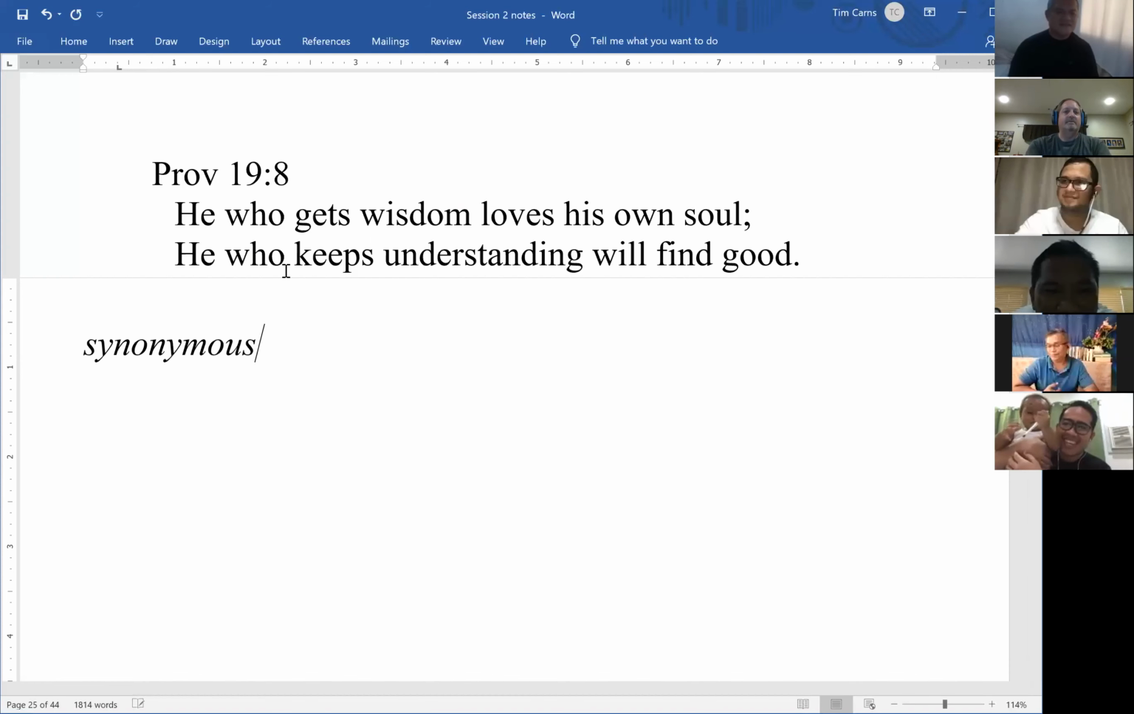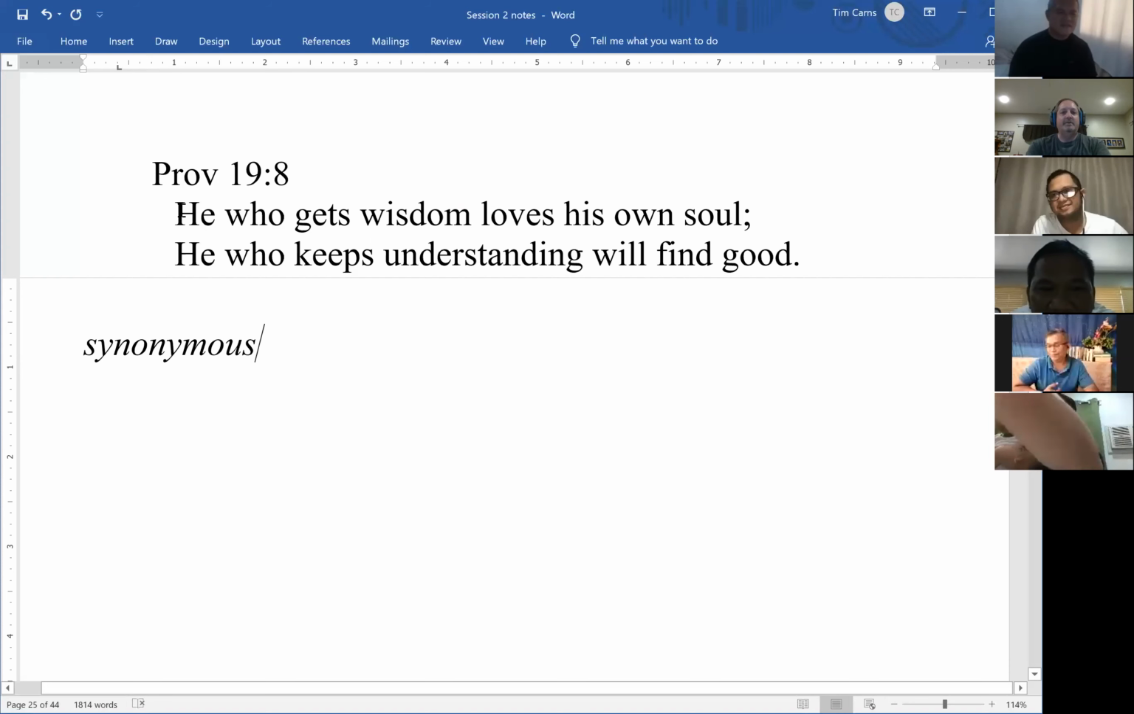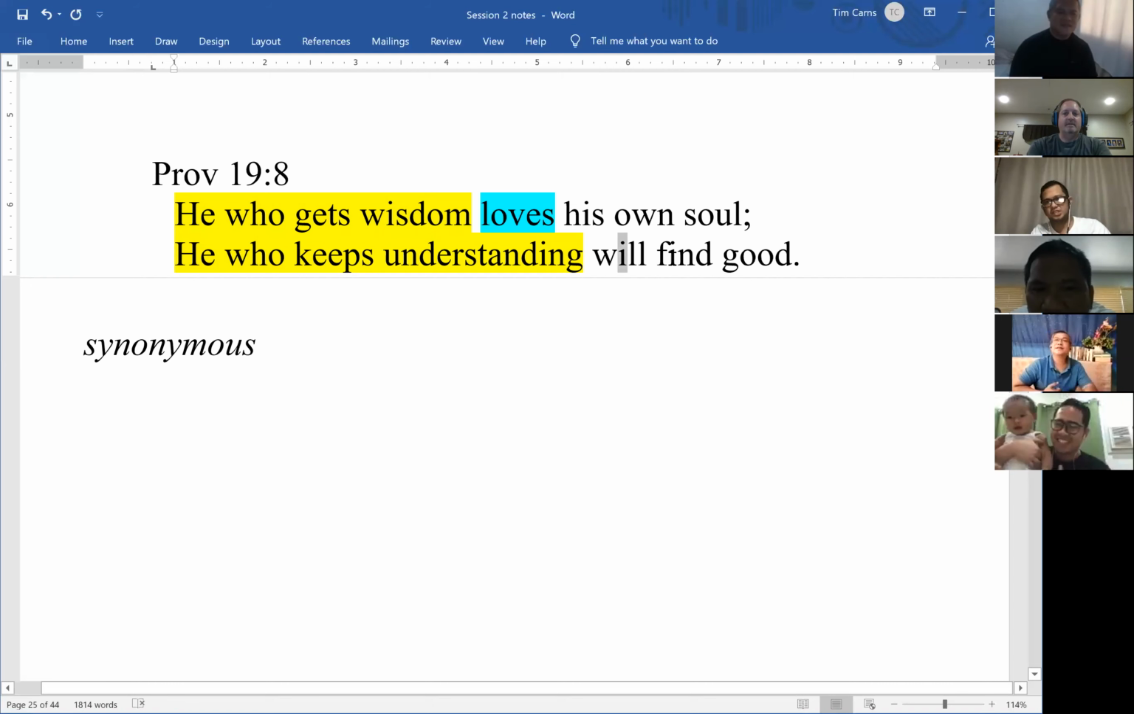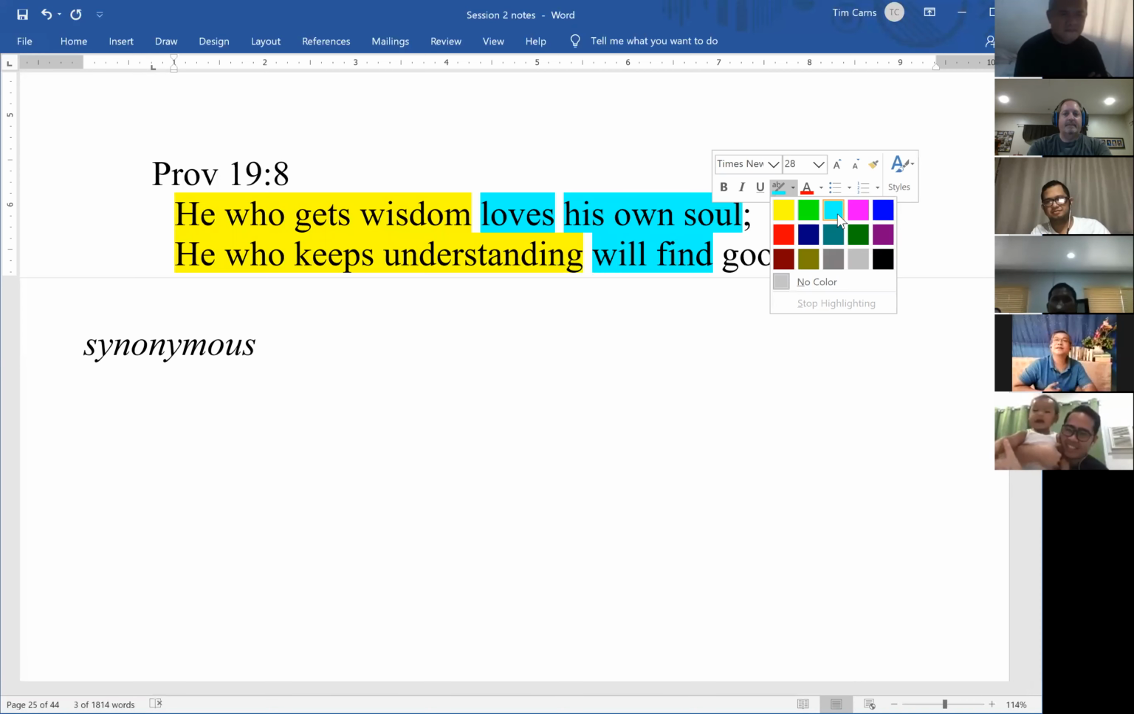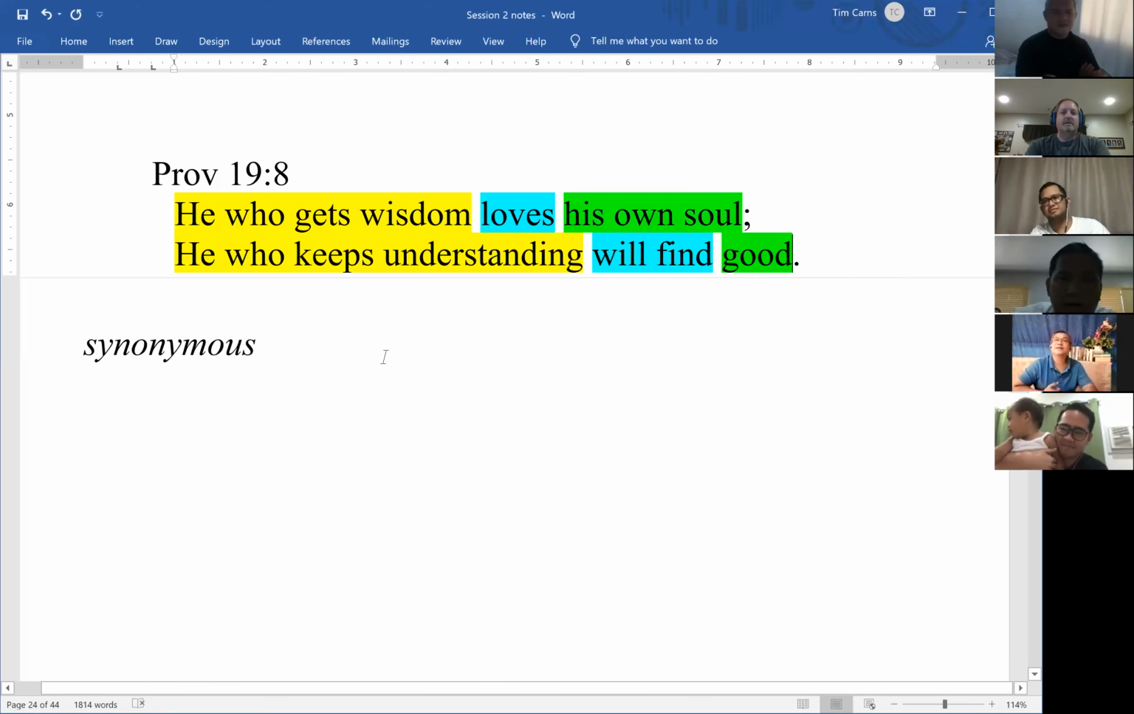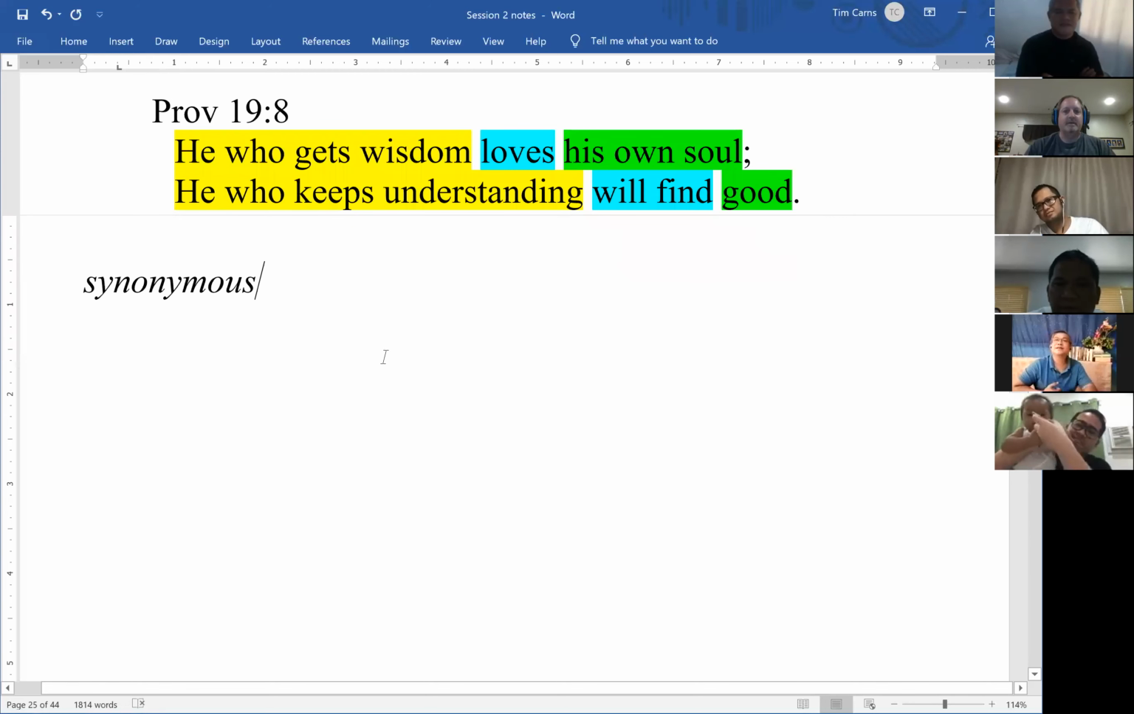Synonymous. Notice, he who gets wisdom loves his own soul; he who keeps understanding will find good. So synonymous looks to be the answer here. It could be developmental addition, but again, I think we can see synonymous there.